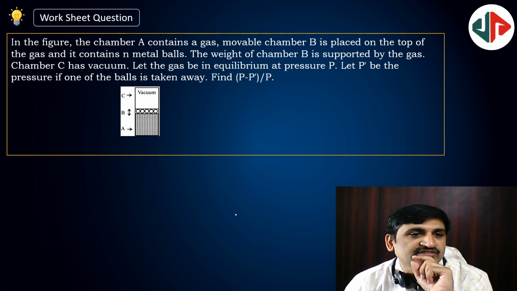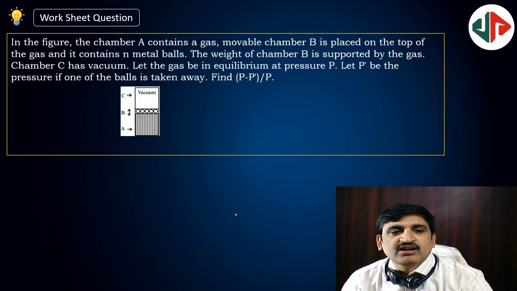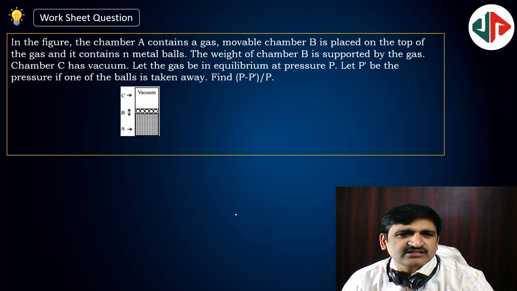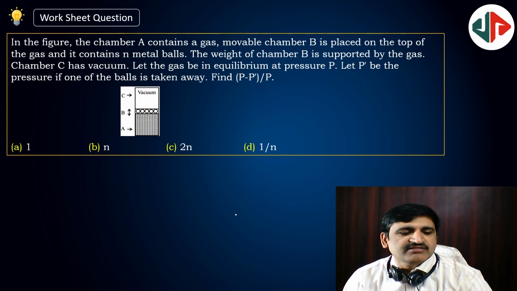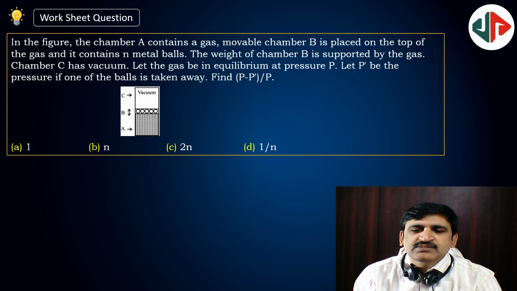If one of the balls is taken away, then what is P minus P dash by P? If one is removed, what is the change in pressure by the original pressure? He is saying N balls are there, not 5. N are there, one ball is removed. So in that aspect, we need to do this problem.